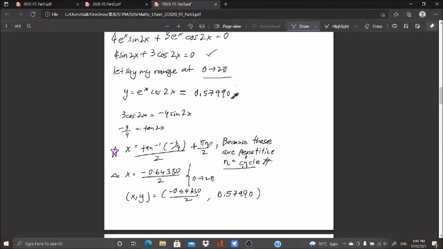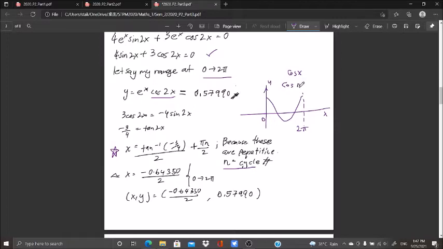Why does this term occur? Because in cos 2x, cosine is a repetitive curve. If I have a cos x curve, from 0 up to 2 pi, I will call that one cycle.